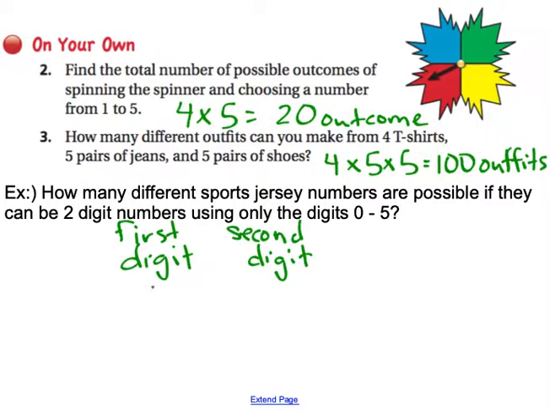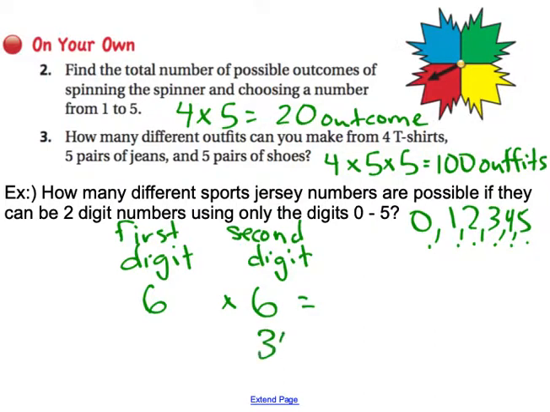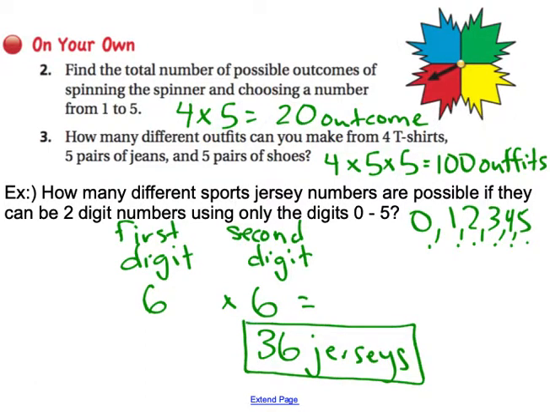Now the first digit can happen 6 ways. Those numbers are 0, 1, 2, 3, 4, or 5. That's 6 different numbers. And the second digit can happen 6 ways. This gives us a total of 36 jerseys.